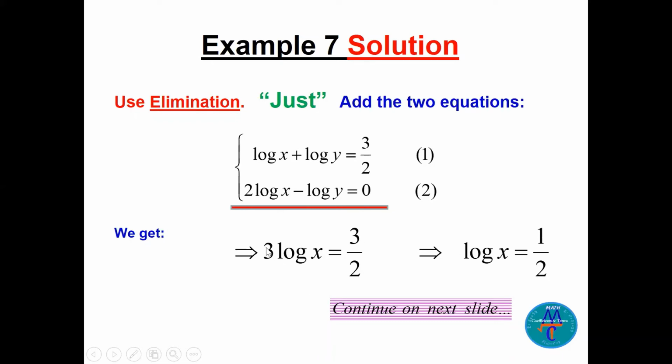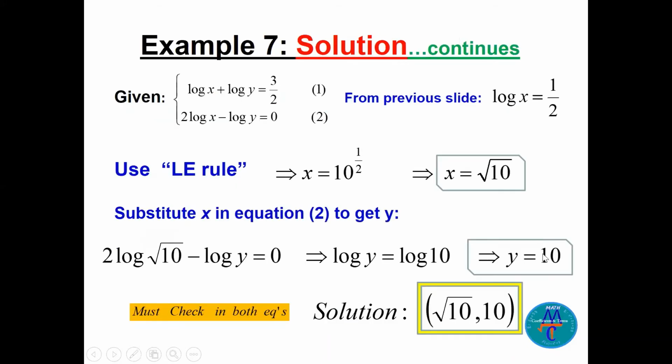Multiply here by 1/3 on both sides. We have log of x is equal to half. So let's find x. Now the LE rule, remember, from log, we can go to exponential. So x will be the base here, 10 to the power half. So x will be square root of 10. From logarithmic, we can go to exponential. We call it the log exponential rule.